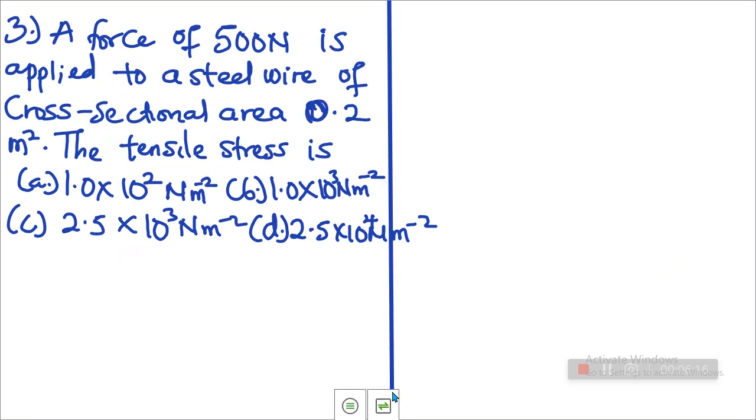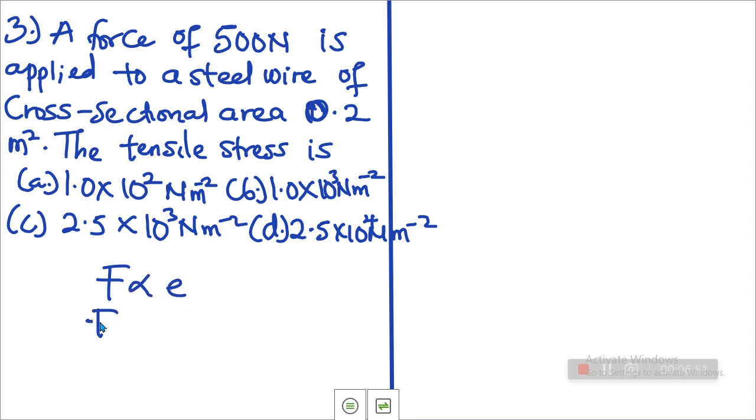So the next question states thus. This question is from elasticity. What is elasticity? It states that provided the elastic limit is not exceeded, the extension of an elastic material is directly proportional to the applied force. So that statement is represented by F varies E.